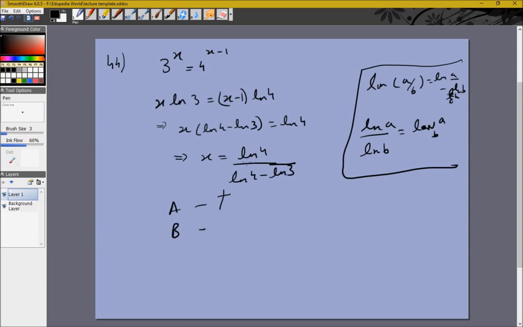What about B? B is also true. You just write this as 2 log 2, 2 log 2 and divide by log 2 everywhere. So B is true. C is also true. Divide by log 4. This will be 1 by 1 minus ln of 3 to the base 4. True. D is not true. You cannot simplify it any way to get D. So the answer is A, B, and C.